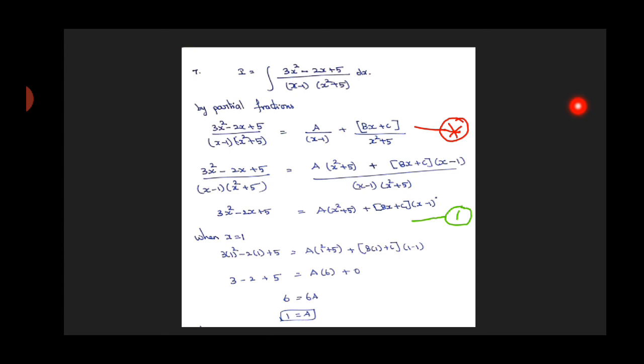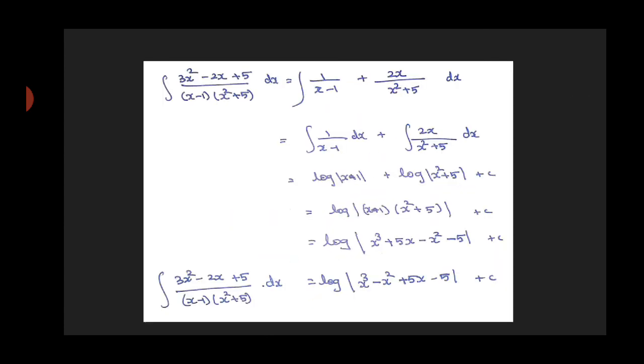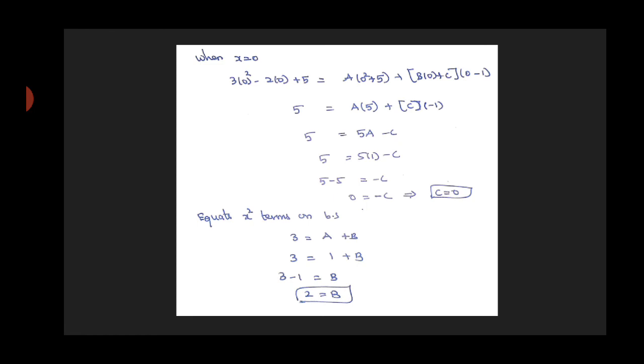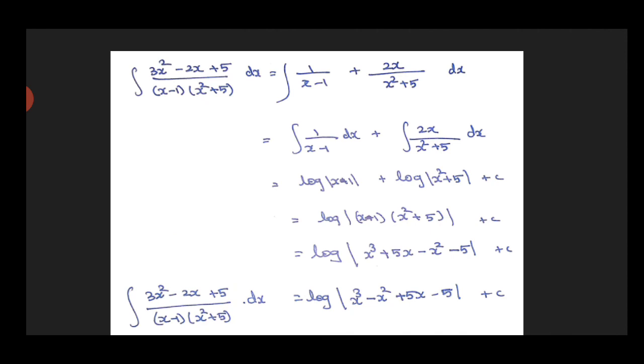So a value is 1. So 1 by x minus 1 plus b value is 2. So 2x plus c value is 0. So 2x by x square plus 5 you have, right? So now we got this. So integral 1 by x minus 1 plus 2x by x square plus 5 into dx.